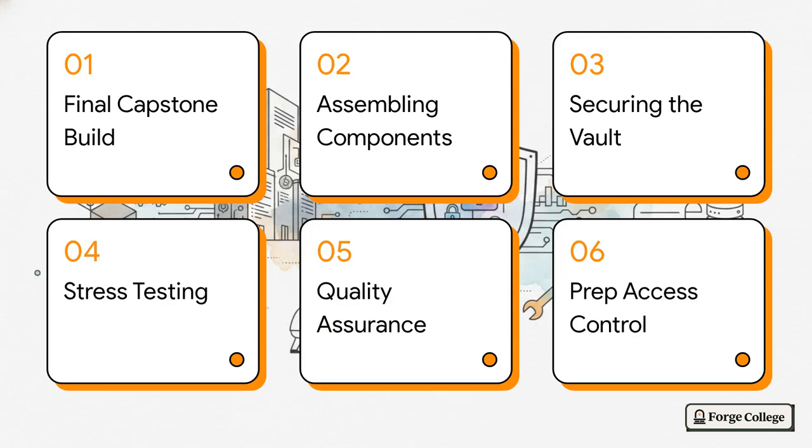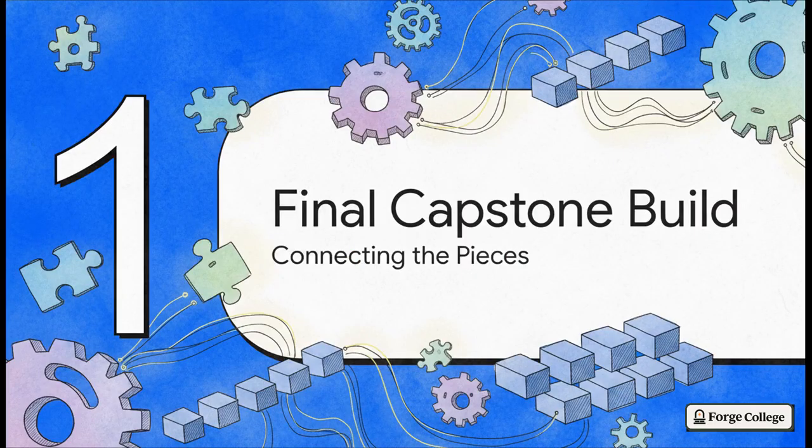So here's our engineering blueprint for today. First up, we'll look at the final capstone build. Then we're assembling contract components, securing the vault, stress testing the whole thing, running some quality assurance, and finally preparing for access control. All right, part one, the final capstone build.